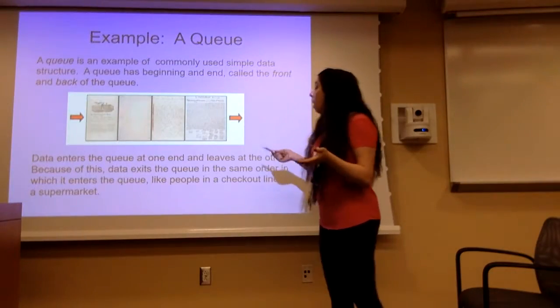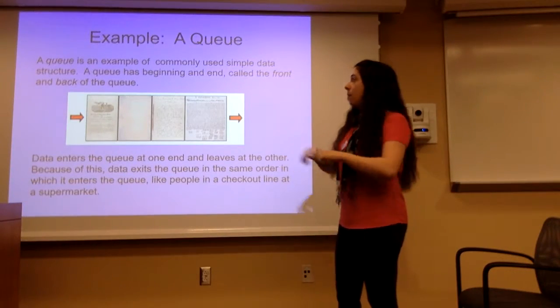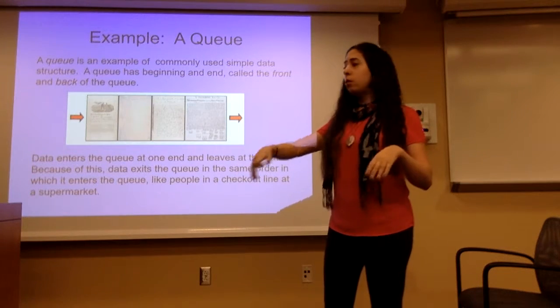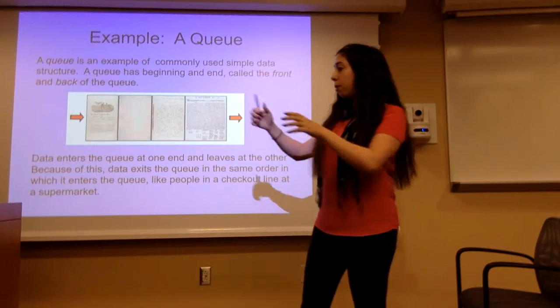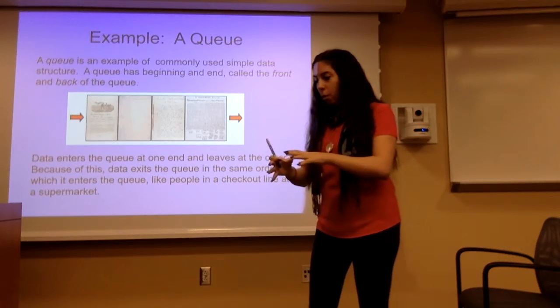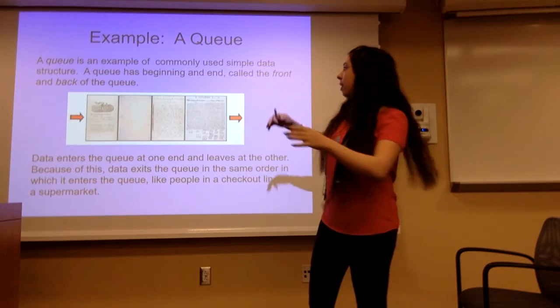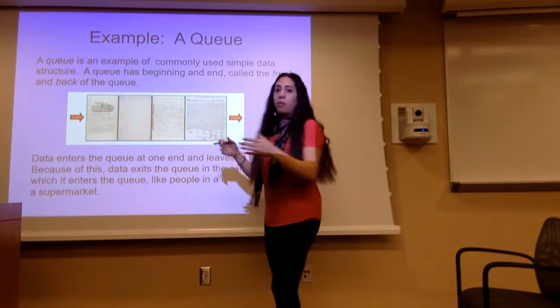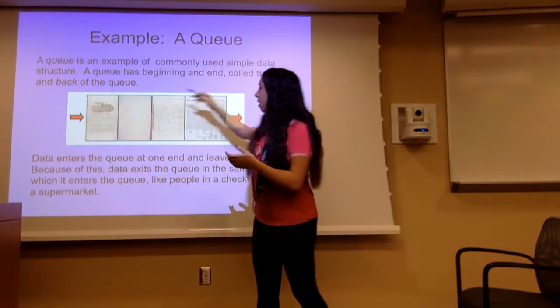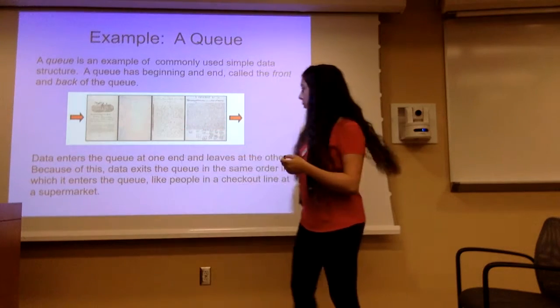So, for example, what is a queue? Before I even talk about it, imagine a queue of people lining up at a supermarket in order to pay. The first person will be served first, not the one in the middle, not the one in the back. So it's a first in, first out kind of concept. This queue has a beginning, the front, and has an end, which we call the back of the queue.